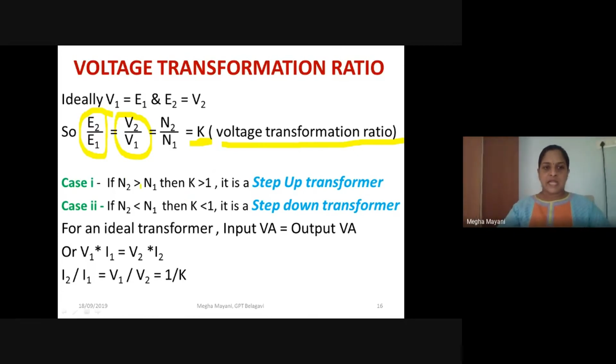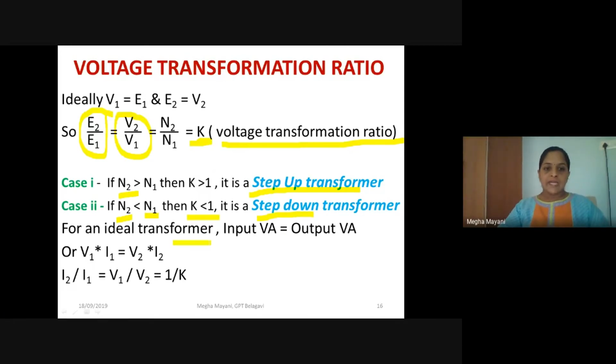Now the case, as we have seen, when the secondary has more number of turns with respect to primary, then obviously the K value will be greater than 1 and it will be called as a step up type of transformer. When the secondary winding has less turns compared to primary, the value of K will be less than 1 and it will be a step down transformer.